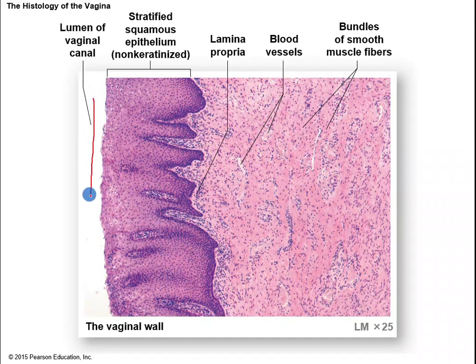Here is the vaginal canal, its lumen. And then I want you to take a look at this. Stratified squamous epithelial tissue, not the keratinized version, okay? Just regular stratified squamous epithelial tissue. And then we have the blood vessels, of course, but notice this, we have a ton of smooth muscle fibers in here. So yes, it is a muscular tube.